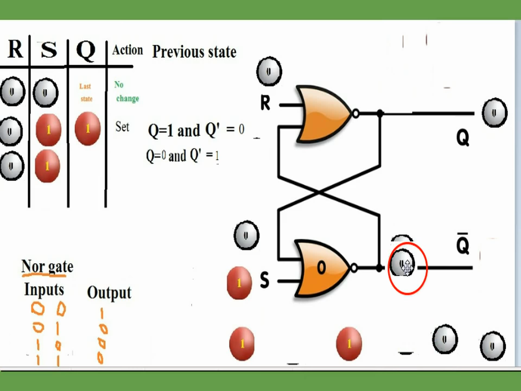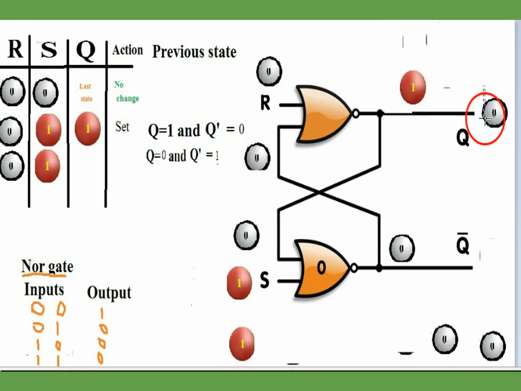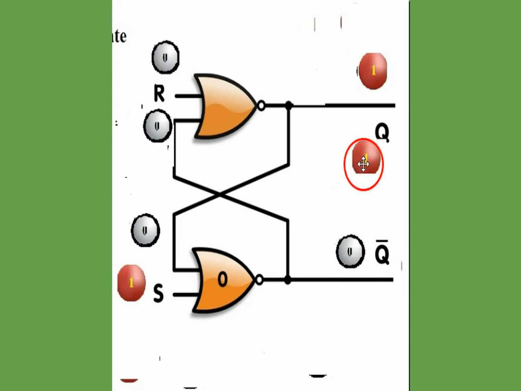Now this 0 will flow and reach here. No, what is 0 and 0? See the table. That 0, 0 is 1. So 0, 0 is 1. 1 is here. Q is 1. Okay, Q becomes 1. Now the 1 is coming.